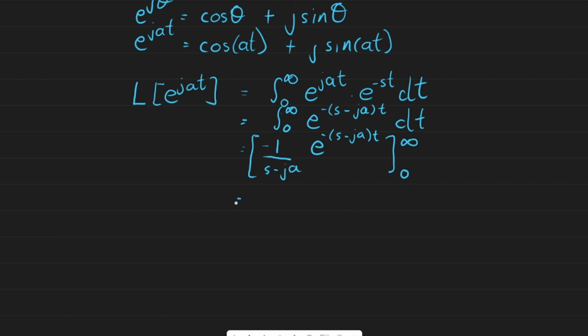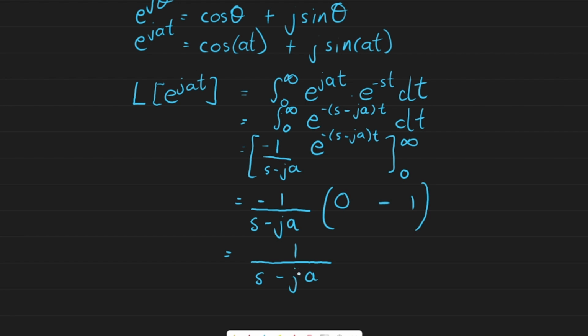So if I do actually integrate this, firstly I bring out the constant here, so I have minus 1 over s minus ja. The exponential at infinity is 0, as we had said several times now, and then we're going to be left with minus 1. Minus and a minus gives us a plus, so I'm left with 1 over s minus ja.